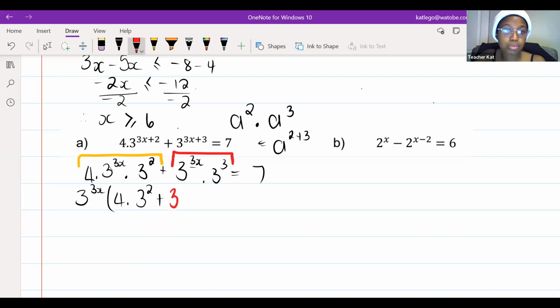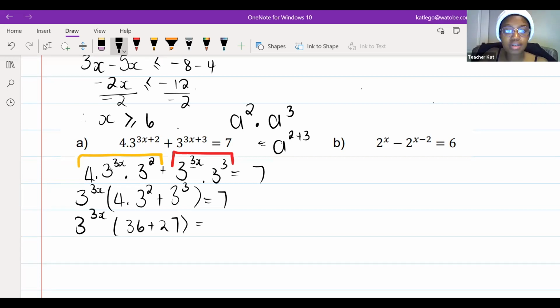Geez, I'm still in my red pen. 3 cubed equals 27. Because now, look what happens. Now we can simplify this bracket because it's going to be 9 times 4, which is 36 plus 27 equals 7. What's 36 plus 27? Times whatever that answer is equals 7. I believe it's 63.